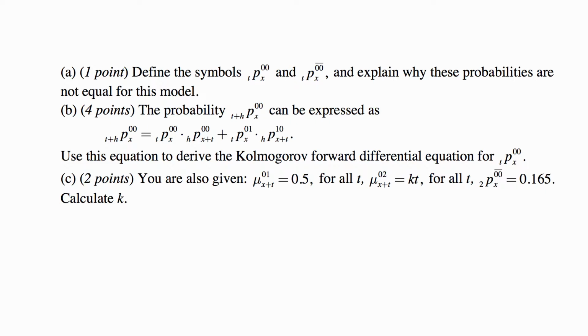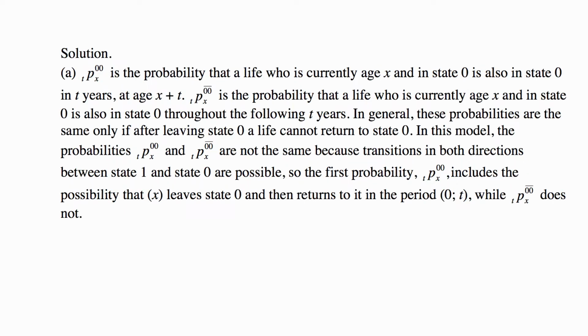And the 2-year probability of survival in state 0 continuously for a life at x is 0.165. Based on this information, you're supposed to calculate k. So t p x 00 is the probability that a life who is currently at x and is in state 0 is also in state 0 in t years, at x plus t.